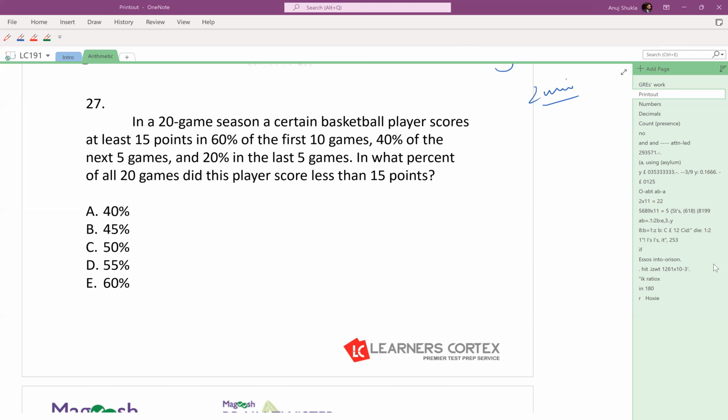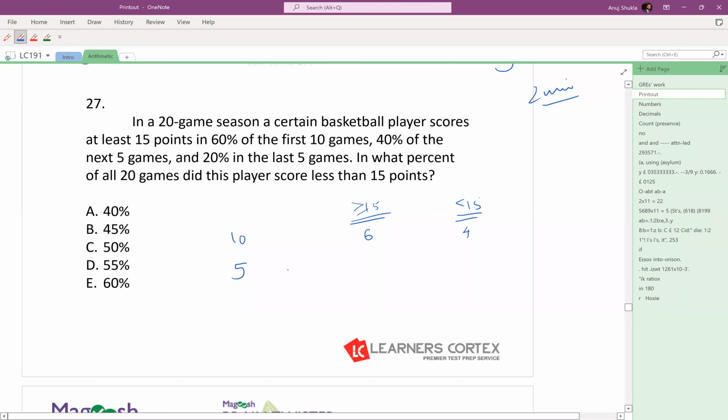In a 20 game season, a certain basketball player scores at least 15 points. So at least 15 points means greater than or equal to 15. That is one category. Another category is obviously less than 15 points. Okay. So what they're saying, in the first 10 games, at least 60% of the 10 games, he scored at least 15 points. 60% of 10 is 6. So how many games did he score less than 15? 4. Right. The next is 5 games.